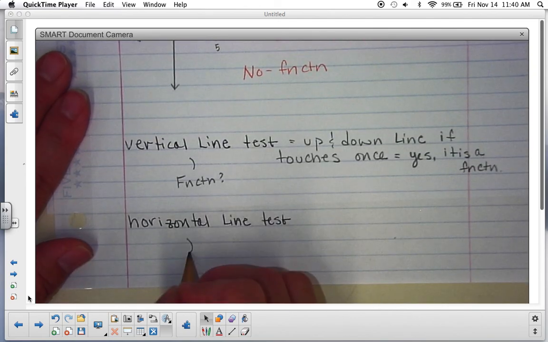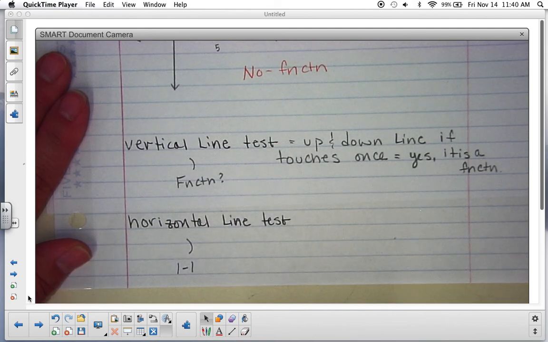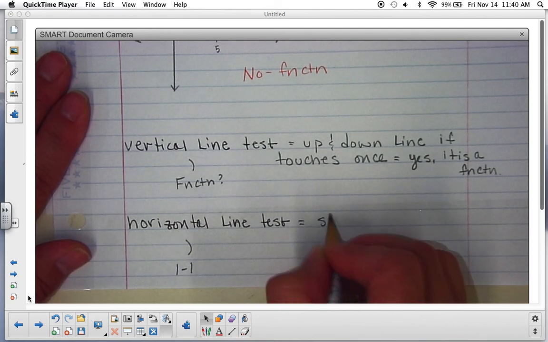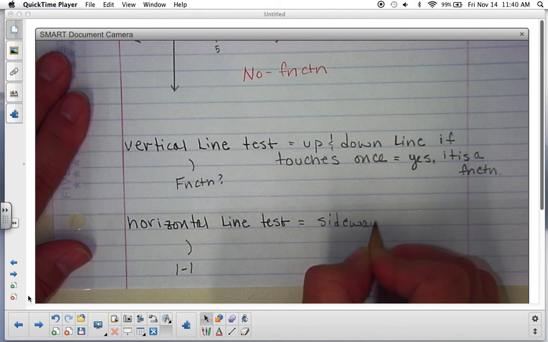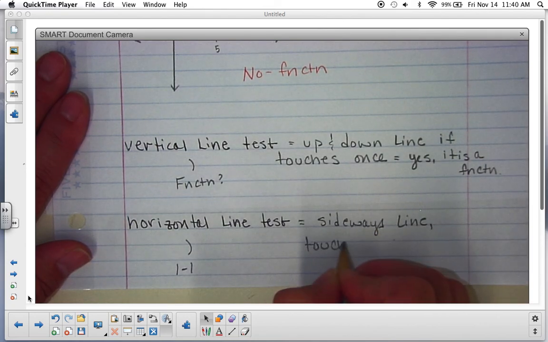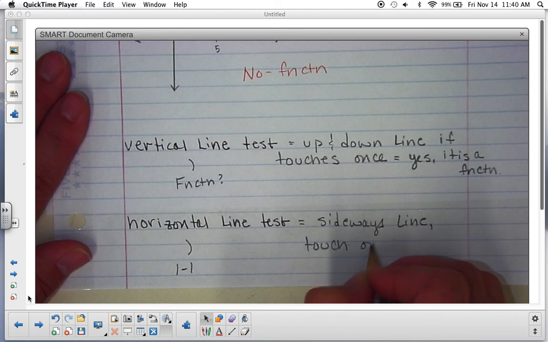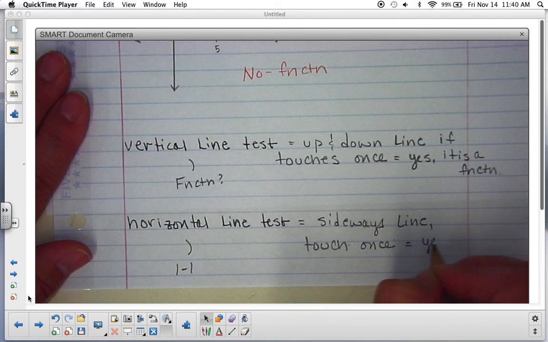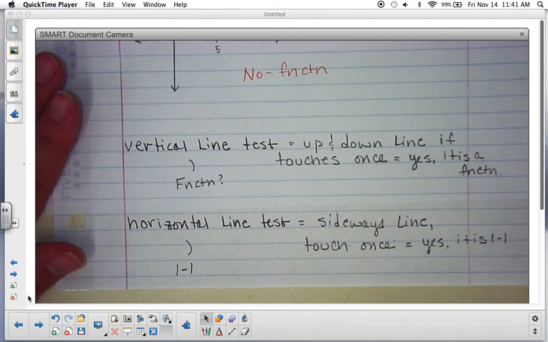And then this is the test for one-to-one. So again, now it's a sideways line. I guess sideways is the word. Line. Again, touching once only. Touch once means yes, it is one-to-one. If it touches more than once, then your answer is no.